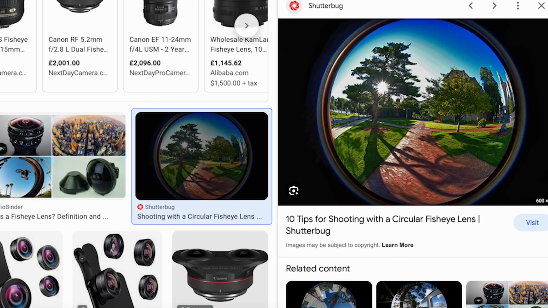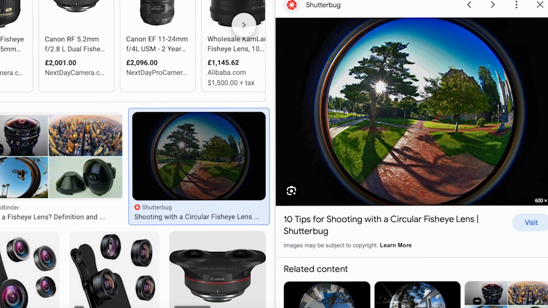Number 1, fisheye lens is used to get 180-degree photos and is good for abstract and creative photography. The important thing about this type of lens is that it comes with prime focus, meaning fixed distance.